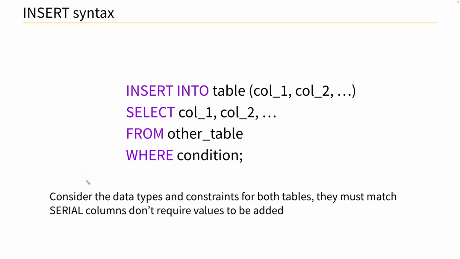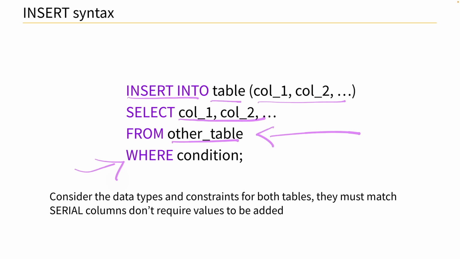So consider the data types and constraints for both tables. Here we're talking about inserting from another table. You can insert records like we did in the last syntax example, where you're just entering values that don't come from anywhere, that you're actually just inserting into that table. But here what we're doing is we're inserting into a table, and here are the columns that we're looking at, and we're going to select these columns from this table, and then you can also specify a condition. Basically we are inserting records from another table.